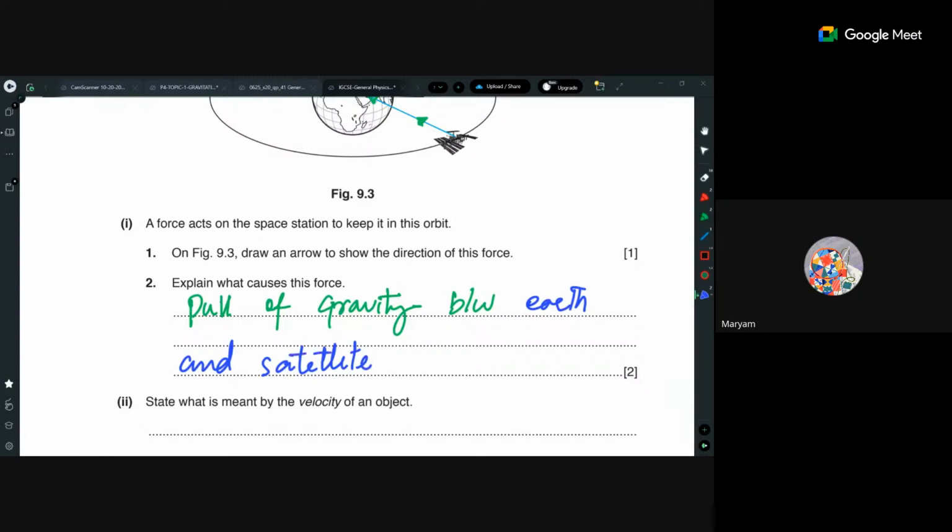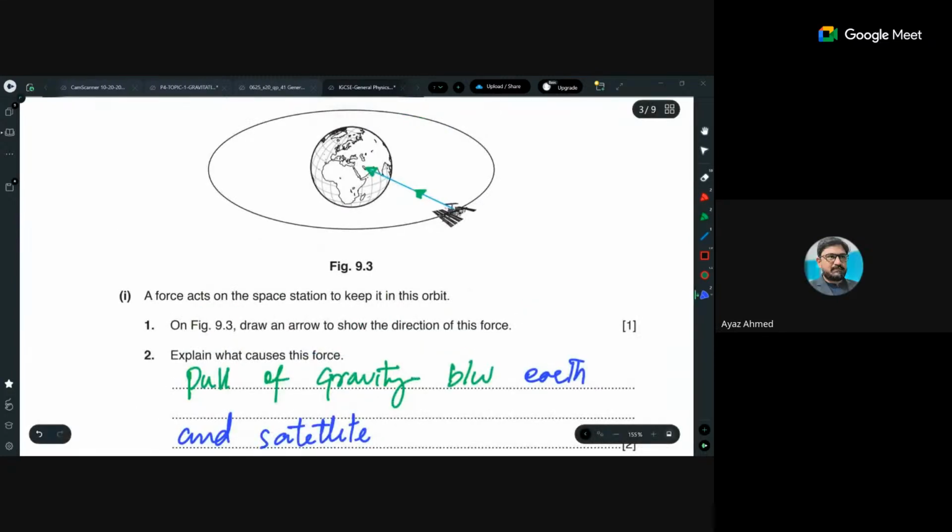Okay. Remember, that's why you are getting 2 marks here. So one mass is this one, the second mass is this one. So they are attracting each other, right? Yep. Is it clear to everyone? Yes, sir. So that is why you are getting 2 marks. First, you will write pull of gravity. Second, you will write between what two bodies that exists.